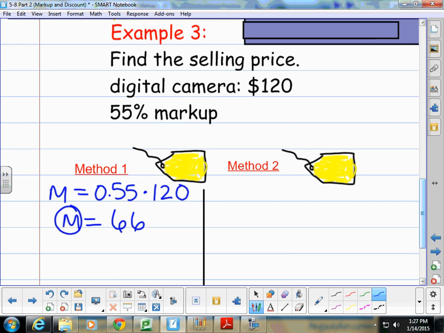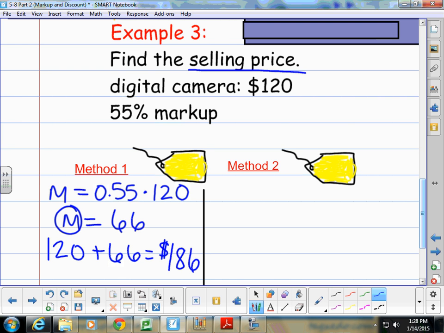That's not my selling price, and the question's asking for the selling price. Those of you that struggle with reading directions and going back to see if your answer is reasonable, you need to make sure you do better at that this time. So that's my markup. The cost to the store plus the markup is my selling price of $186. I'm buying the camera for $186.